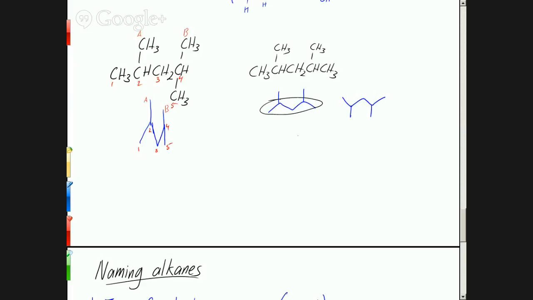Find the substituents. How many substituents are there here? There's 2. And how many carbons do they have each? 1. So these would also be methyl substituents, but now there's 2 of them. So we're getting ahead of ourselves here. So let's write down the parent name, which in this case would be pentane.